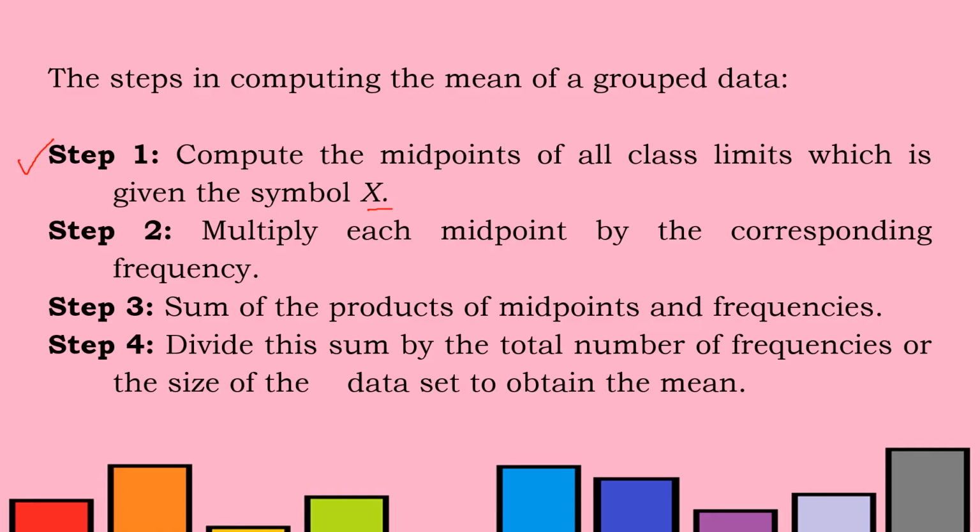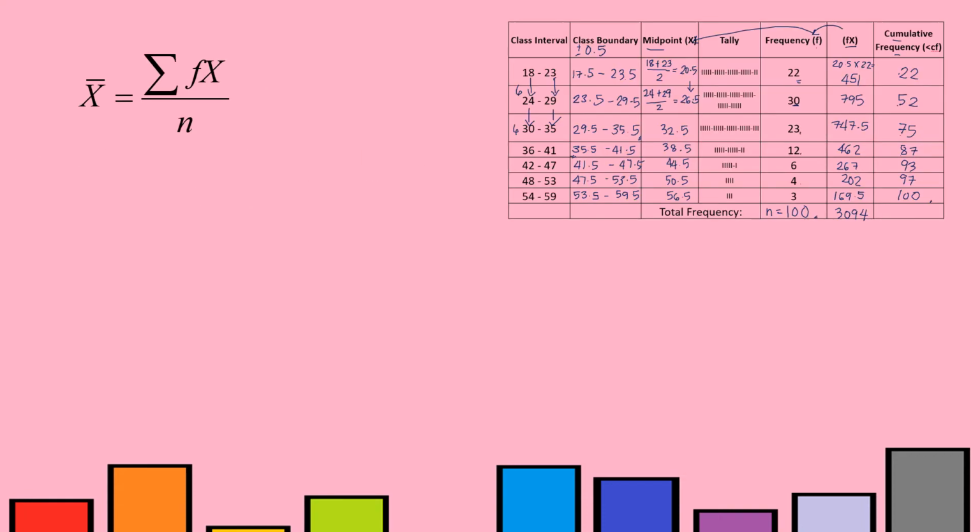Natapos na natin yan. And then, multiply each midpoint by the corresponding frequency. Ito yung F times X kanina na column. Then, we get the sum of the products of the midpoint and frequencies. Nakuha na natin to. And then, we will proceed to step 4, which is dividing the sum by the total number of frequencies, the size of the data, to obtain the mean. So this is the formula.